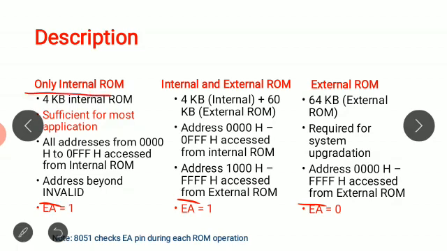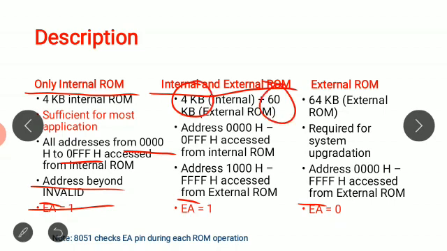So if you want to use only the internal ROM, 4 KB space is available, sufficient for most applications. Address starts from 0000 to 0FFF, and any address beyond that is invalid. Then the external and internal ROM both can be used. 4 KB is available for internal, 60 KB for external. In all 64 KB, address starts from this to this for internal and this to this for the external. EA bar needs to be 1 here also.